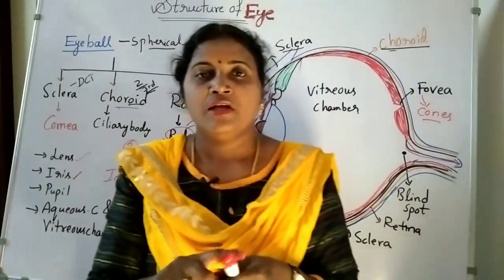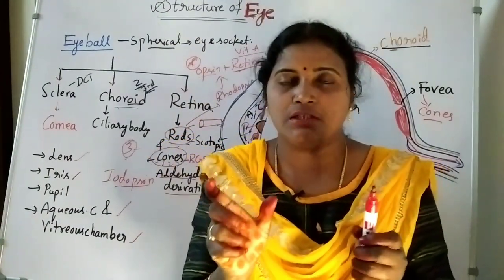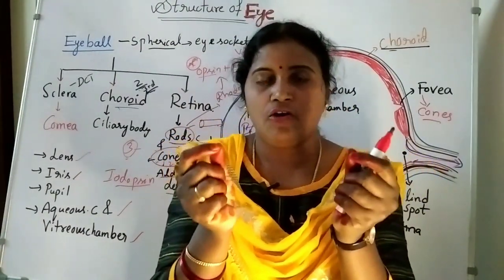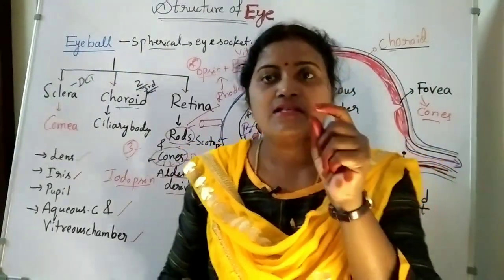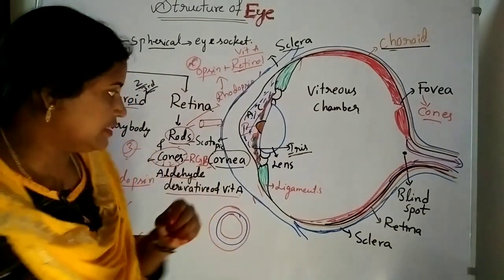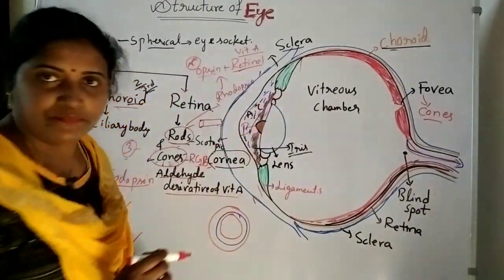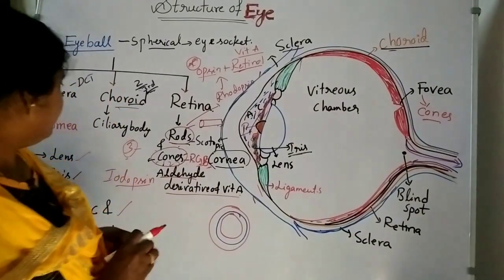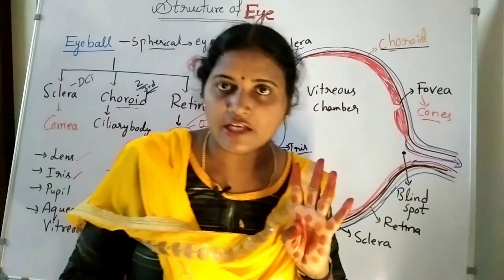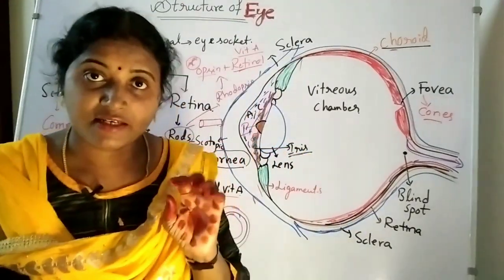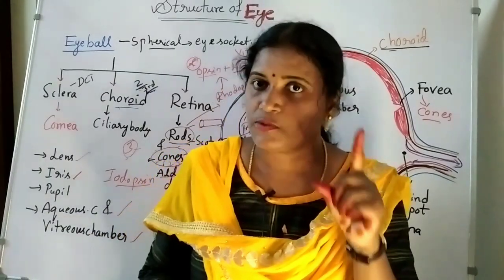Note down everyone. The iris functions to regulate the diameter of the pupil; the pupil is regulated by the iris muscles. See here, this green color portion is the iris muscle part. Clear? Now the third, innermost layer is the retina, and that is responsible for vision.